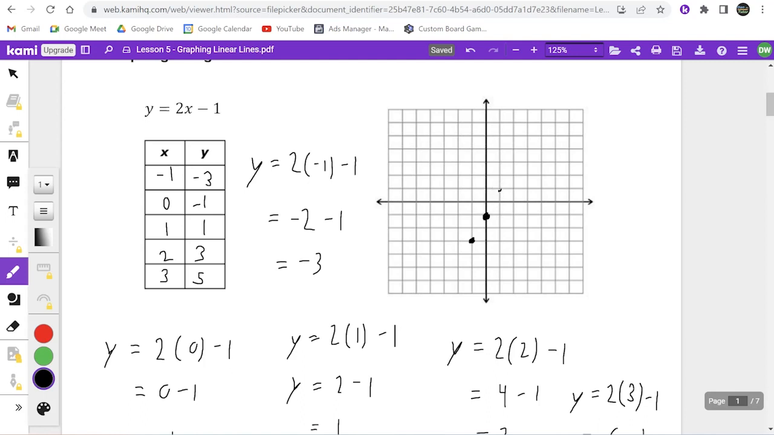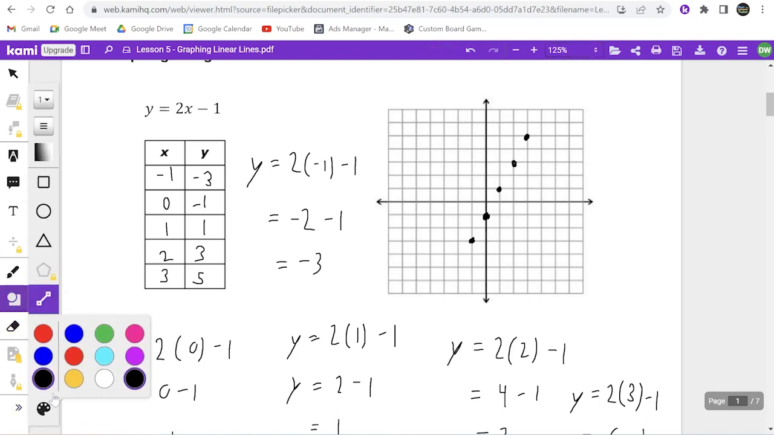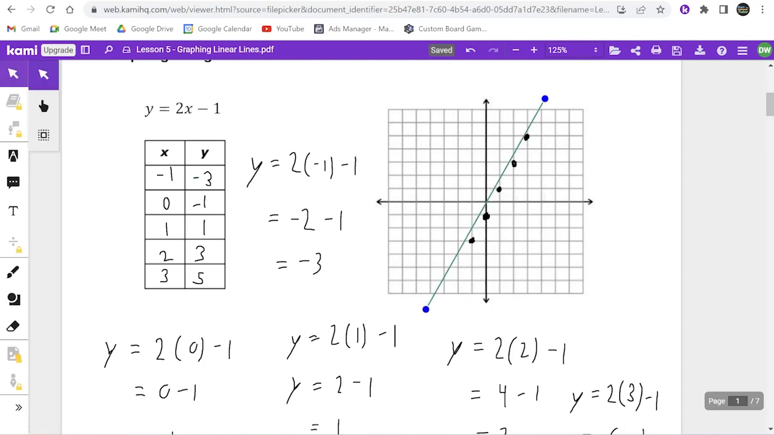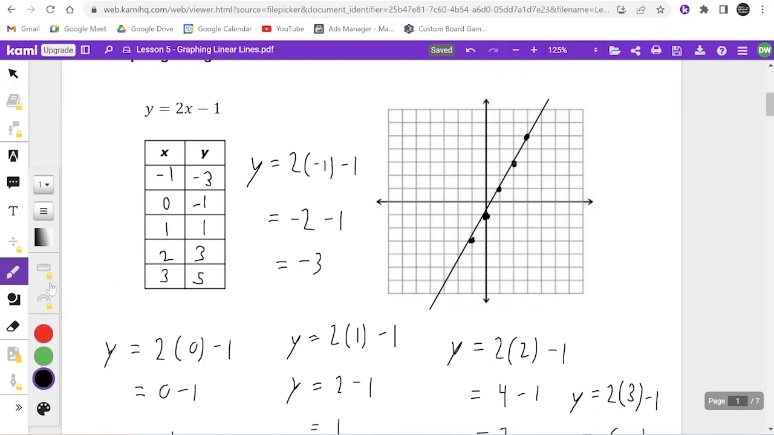So for instance, 1, 1 is right there. 2, 3 is 2 to the right, 3 up. And 3, 5 is 1, 2, 3 to the right, 5 up: 1, 2, 3, 4, 5. And by the way, you can tell that you did the right thing if it literally looks like these dots are in a straight line. So that now, when we connect the dots to form a straight line, it better be at least close to being straight. So, yeah, that's pretty good. Good enough. Any questions on that so far?